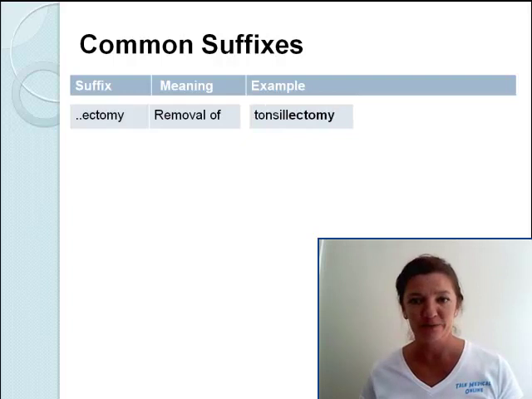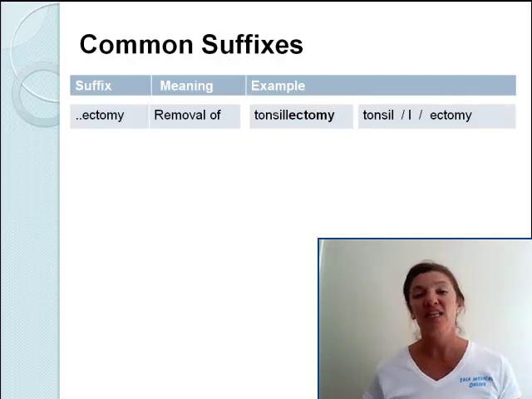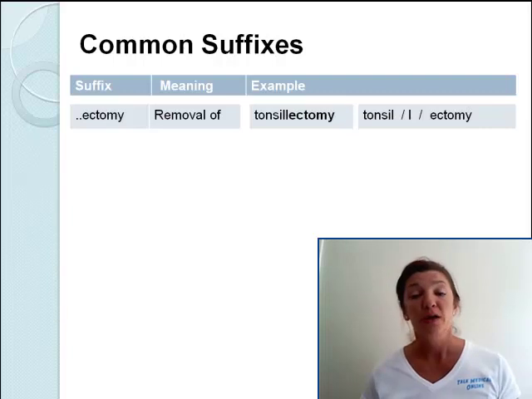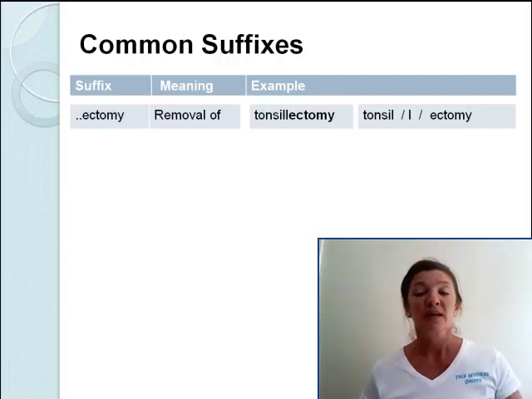Let's break this down. Well, tonsil, then there's an extra L, and ectomy at the end means removal of. So you can probably guess what tonsil relates to. It means tonsils, the organs at the back of your throat there. So tonsillectomy would be removal of your tonsils.